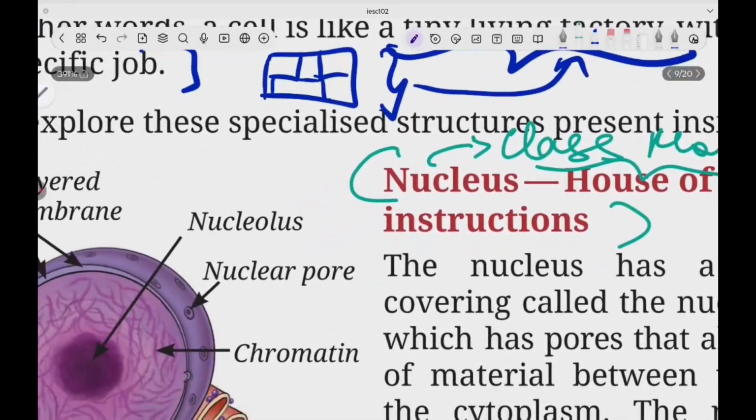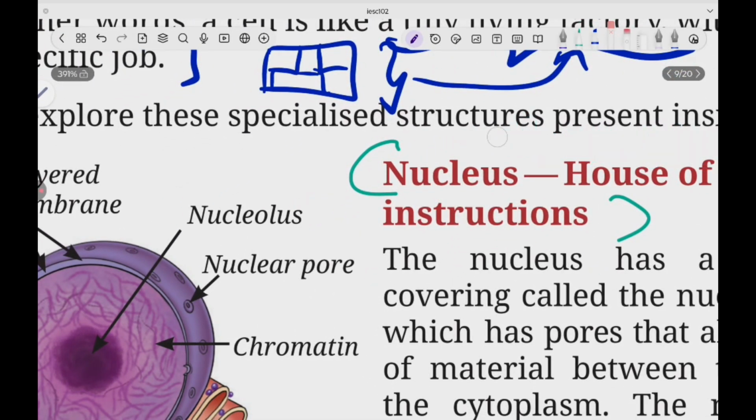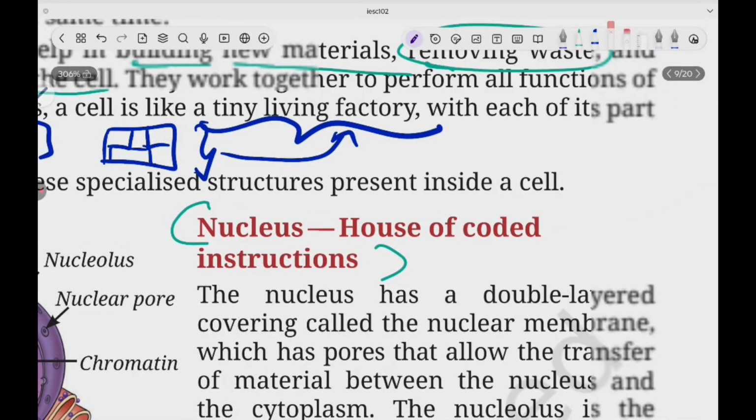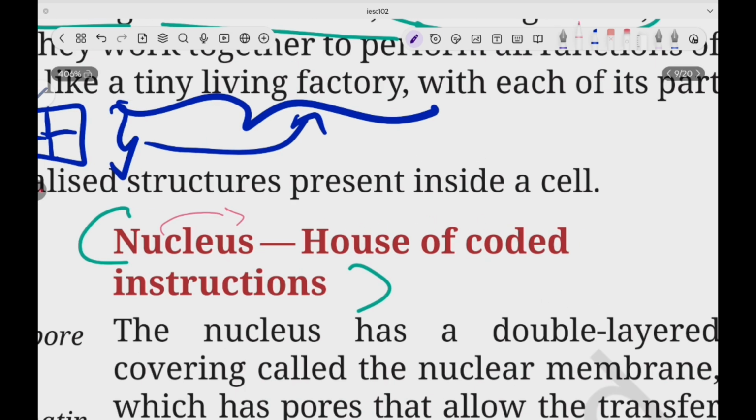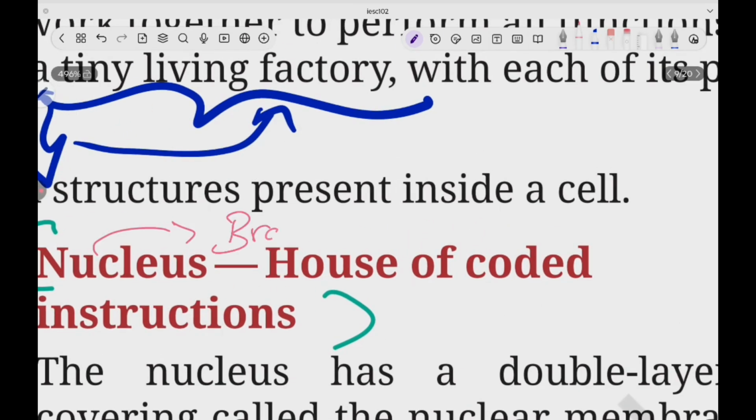You can also write as nucleus is the brain of the cell.